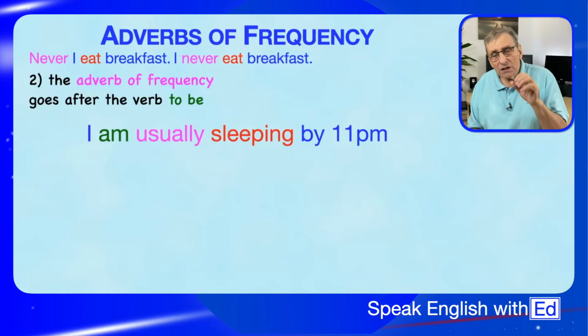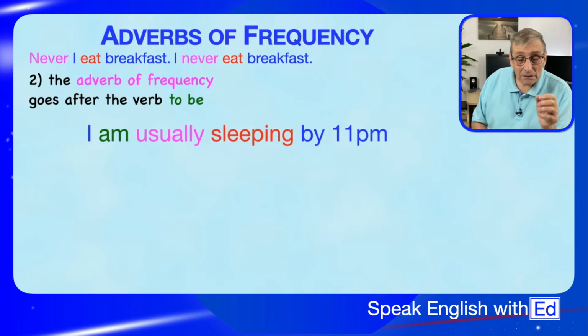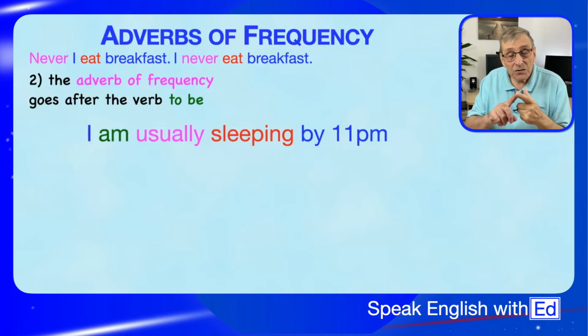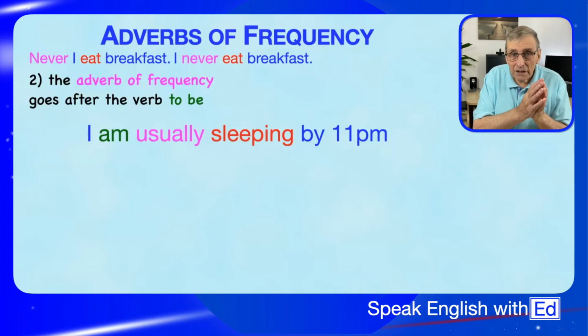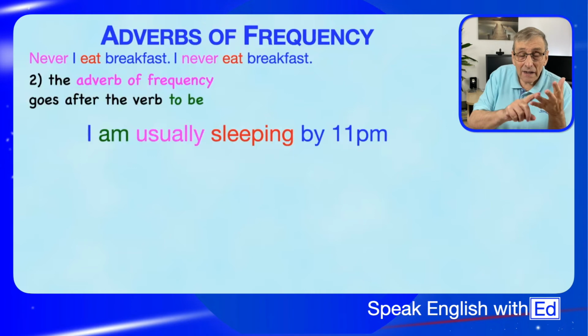I am usually sleeping by 11 o'clock. Now, that "am" is the verb to be. And remember, you must use the correct verb to be for the pronoun or noun that you're using. If it's a noun or a pronoun, you use the correct verb to be that goes with it. So, I am, he is, she is, it is, etc.